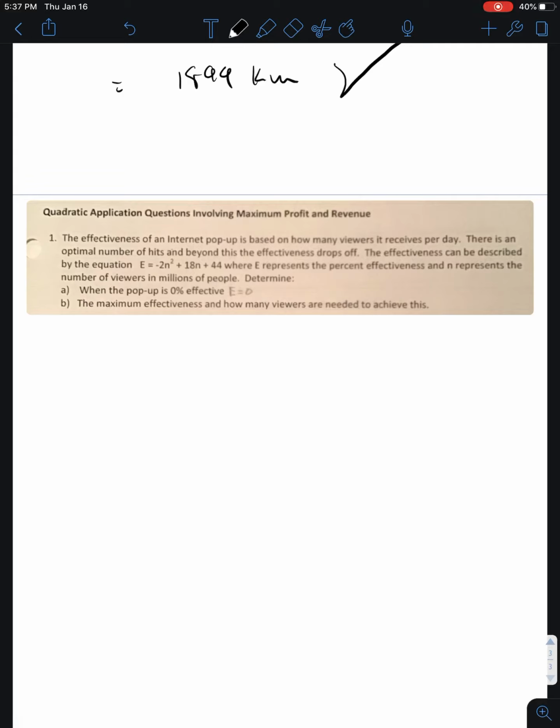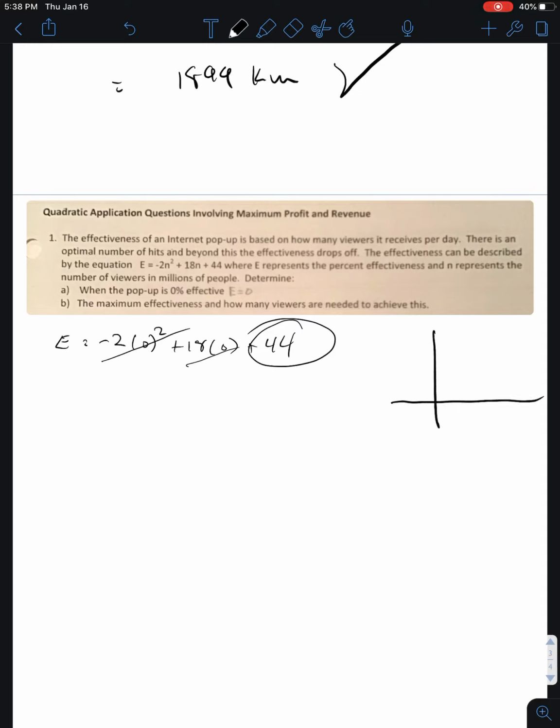So if I plug in 0, would it be 0, or would it be 1 million? What's on the end? N. So if I plug in -2 times 0 squared plus 18 times 0 plus 44, the zeros are going to wipe out, and I'm left with 44. But it's represented in 44 million. That just means when I'm plotting my graph, the parabola's crossing the y-intercept.